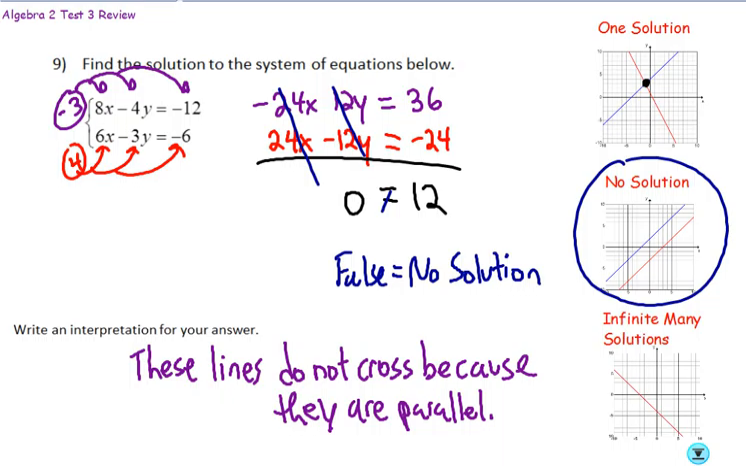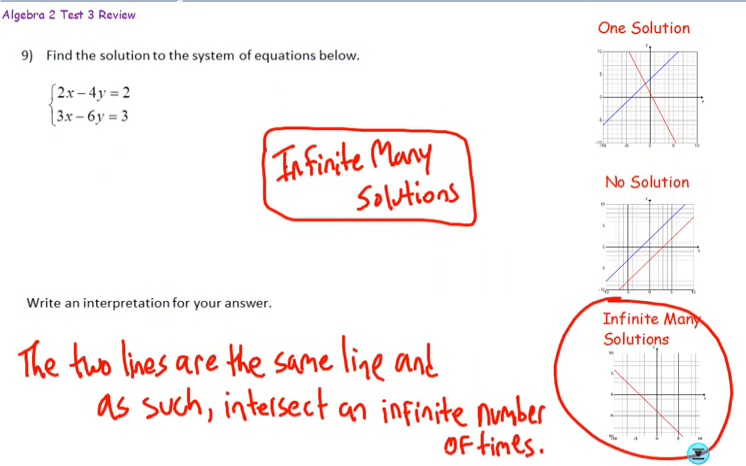Alright, so let's look at number 9. Number 9 on the right side there, again, I gave you a little hint, should be infinitely many solutions. Again, the explanation there is that the two lines are actually the same line. And so because they're the same line, they intersect in an infinite number of places. Alright, let's move on to number 10.